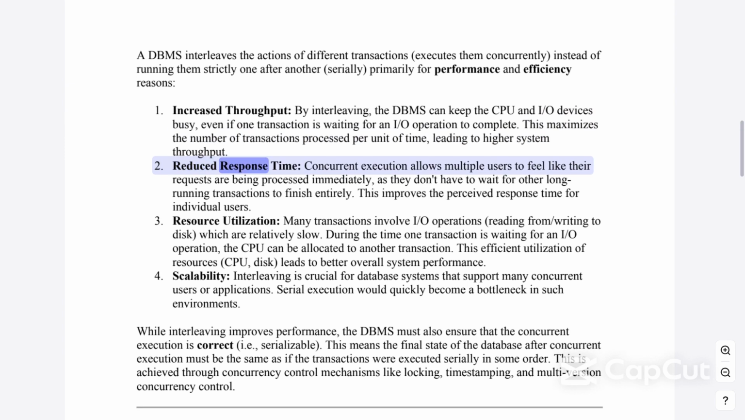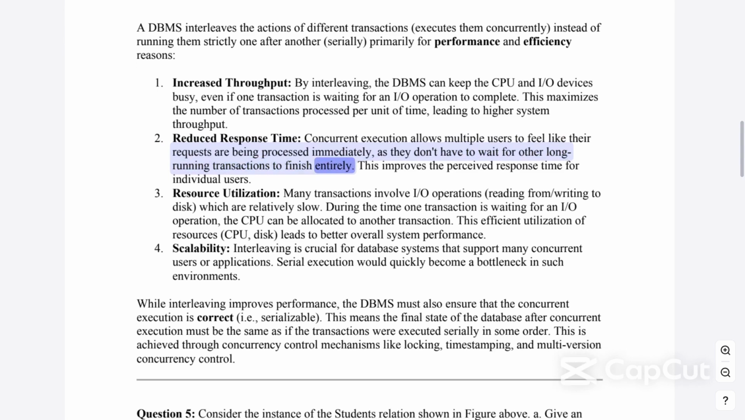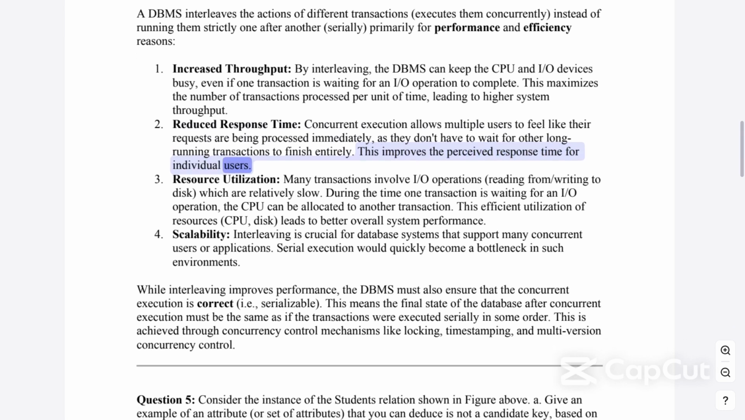2. Reduced response time. Concurrent execution allows multiple users to feel like their requests are being processed immediately, as they don't have to wait for other long-running transactions to finish entirely. This improves the perceived response time for individual users.